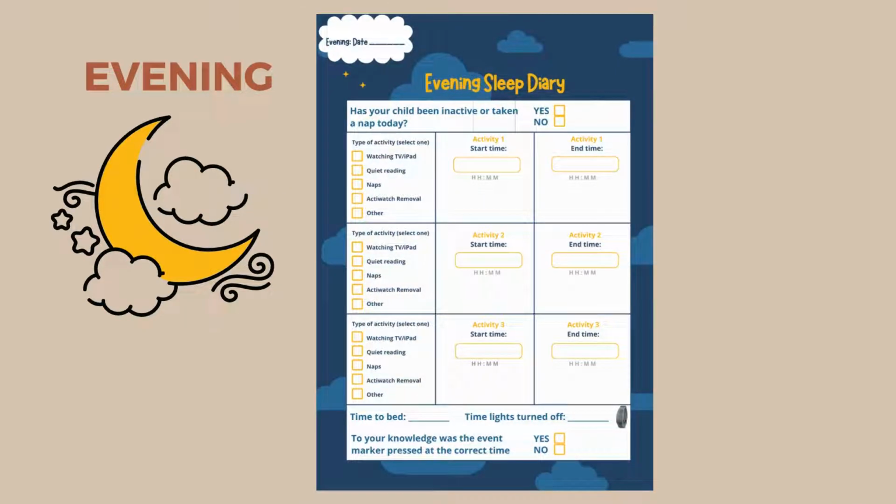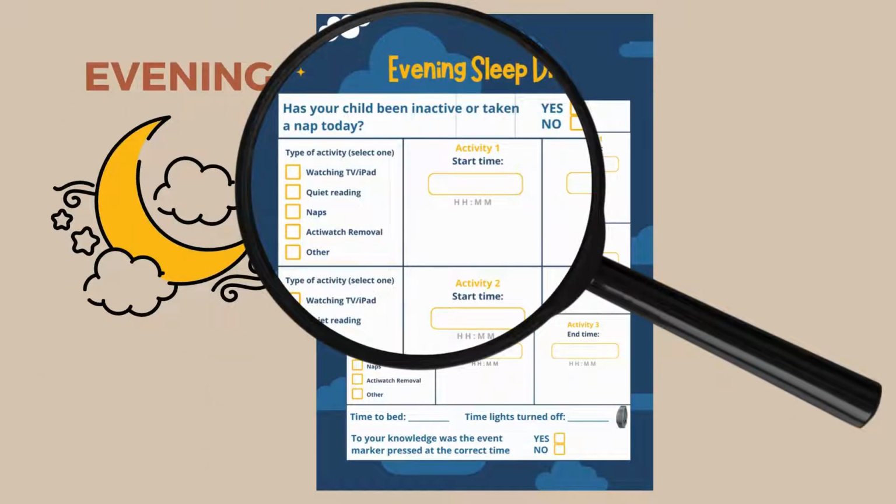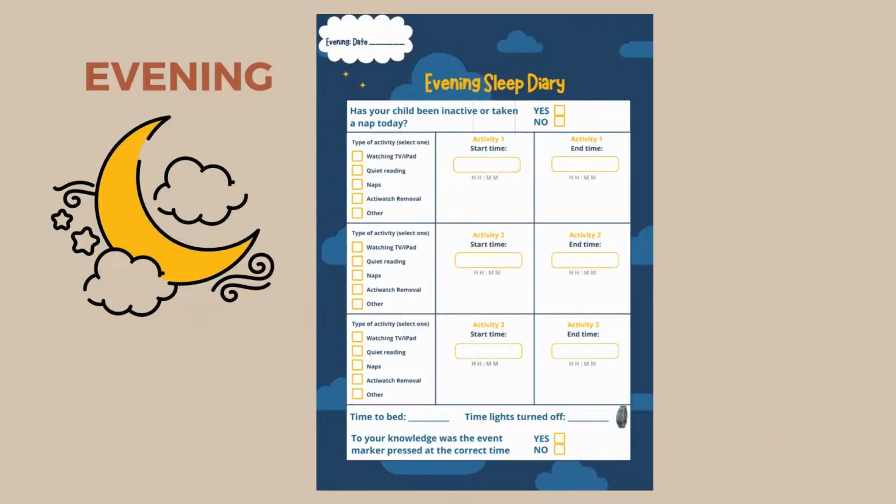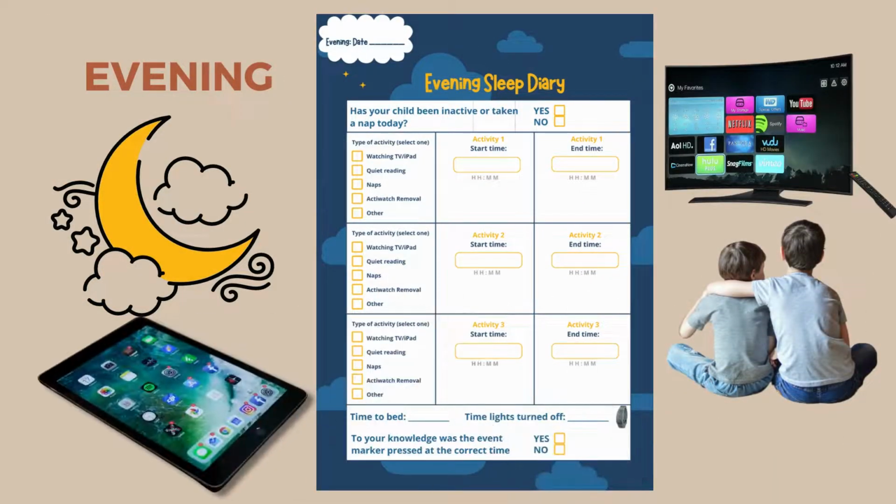The next section is the evening sleep diary. The evening sleep diary has sections that ask if your child has been inactive, had a nap, or removed the ActiWatch for any reason during the day. This is important so that we have an accurate record of when your child is actually asleep or napping as opposed to sitting still for a long time. For example, they may be watching television or using an iPad.